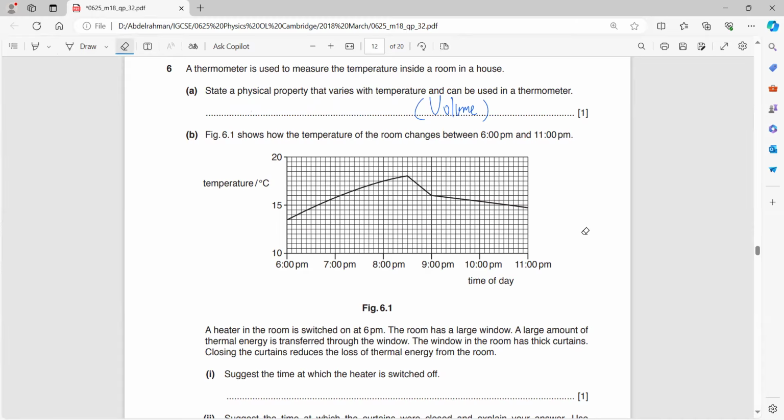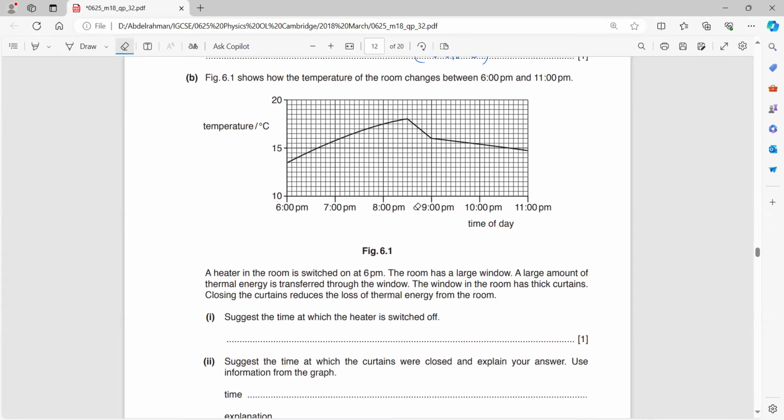Moving on to the next question. Heater in the room is switched on at 6 p.m. The room has a large window. A large amount of thermal energy is transferred through the window. The window has a thick curtain. Oh, I like this question. Closing the curtains reduces the loss of thermal energy in the room. Suggest the time at which the heater is switched off. When do you think the heater was switched off?